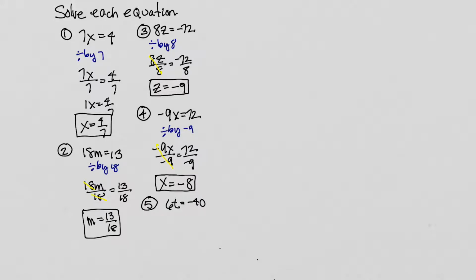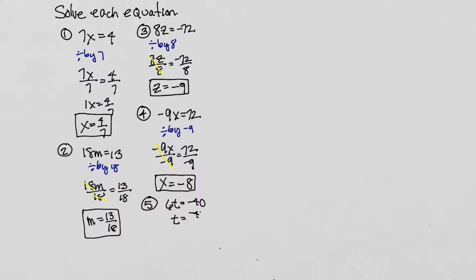And in number 5, again, we've got a multiplication. We've got 6 times t is equal to negative 40, so we're going to divide by 6. Let's just go ahead and do it. I'm not going to write down divide by 6 this time. If I divide this side by 6, 6 into 6 is just 1. So we're going to be left with just a t over here.